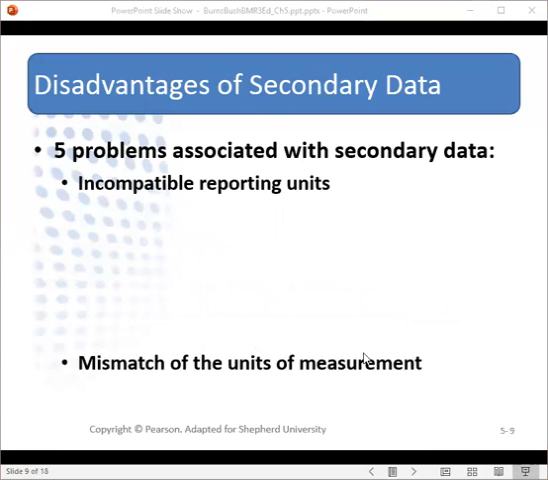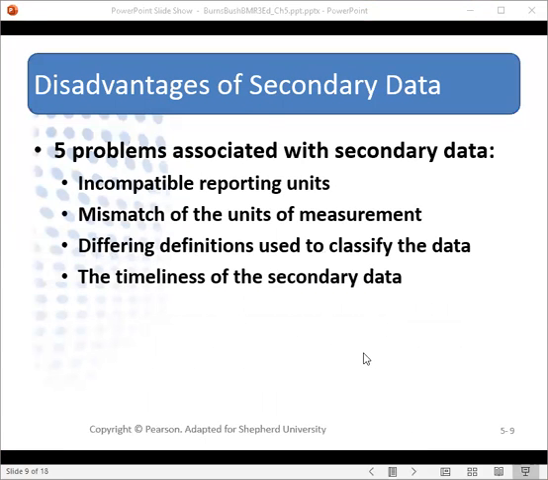So some of the disadvantages of secondary research: you're going to have widely varying reporting units, so you're not going to be able to compare apples to apples because one study does oranges, the other does apples, and you get this mismatch of the units of measurement. They have differing ways and processes to classify the data. Sometimes this data may be stale. It's old and out of date.